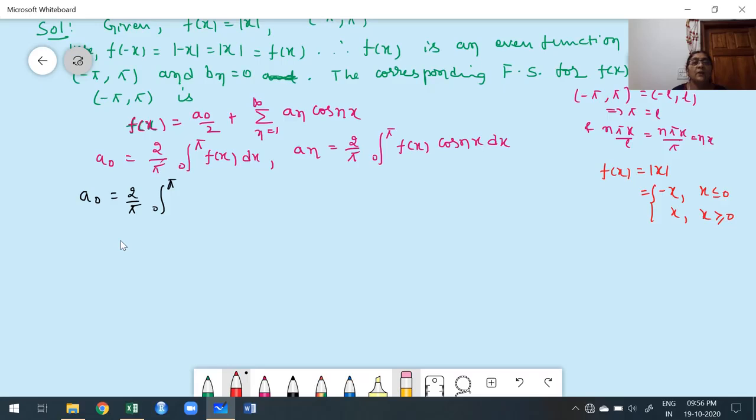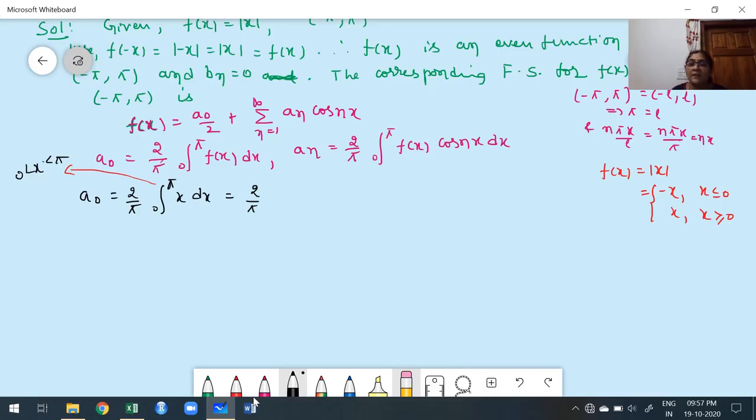Now here, my limit is 0 to pi. What's the meaning of the integration from 0 to pi? X greater than 0, x less than pi. This is the meaning of the limit 0 to pi: x greater than or equal to 0. What is my function? X. The function is x with respect to x, integrated. That is very important. You can't integrate mod x directly.